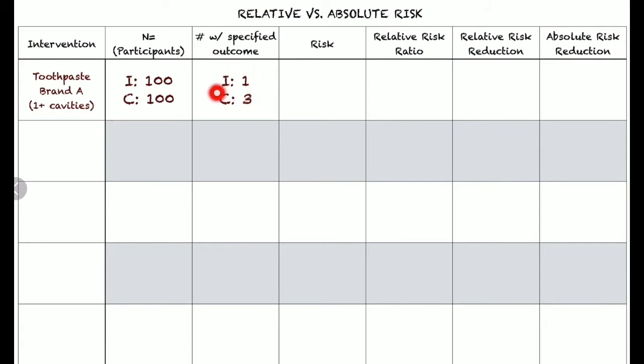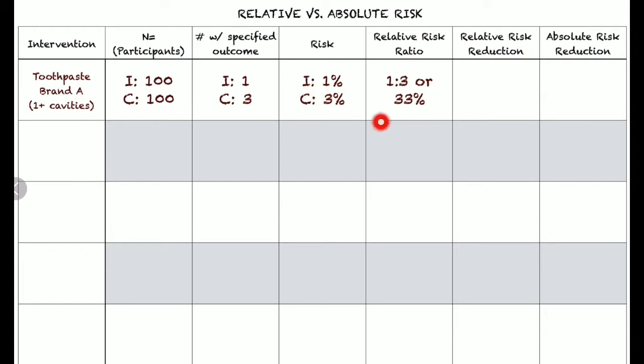Let's say one person in the intervention group got a cavity and 3 people in the control group got a cavity. What that translates to, because we had 100 people in each of the groups, is 1% of people who used our toothpaste got a cavity, and 3% of people who did not use our toothpaste got a cavity. Now, we can express that as a risk ratio. So 1 to 3 is the relative risk ratio, or we can express that as a percentage, and that's 33%. So 1% of people who used our toothpaste got a cavity, compared to 3% who did not use our toothpaste. So that's 33% of the risk.